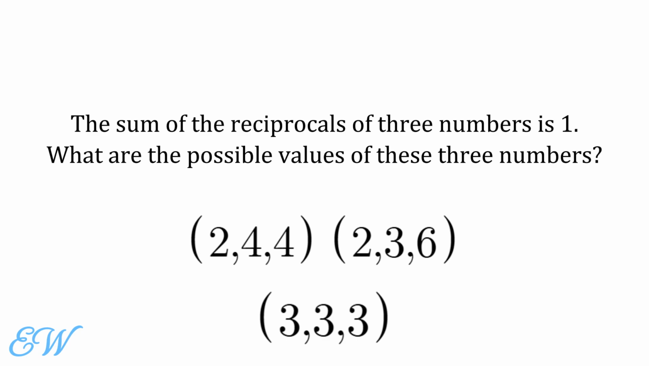So the question was, the sum of the reciprocals of three numbers is 1. What are the possible values of these three numbers? The answers to this question are these three sets. X is equal to 2, y is equal to 4, and z is equal to 4. X is equal to 2, y is equal to 3, and z is equal to 6. And x, y, and z are all equal to 3.